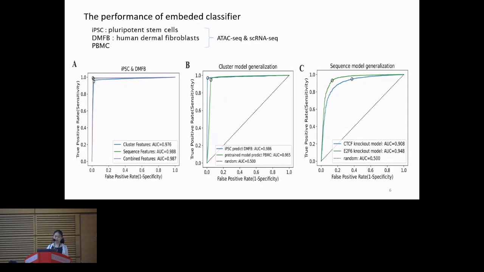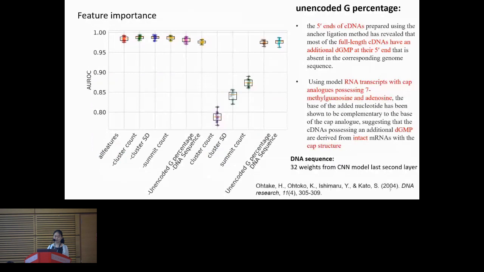And then we try to identify the important features during the prediction. We found that the unencoded G percentage and the DNA sequence from the CNN model are the most important features. The unencoded G percentage can signal if this mRNA is an intact mRNA, then it may have the unencoded G.